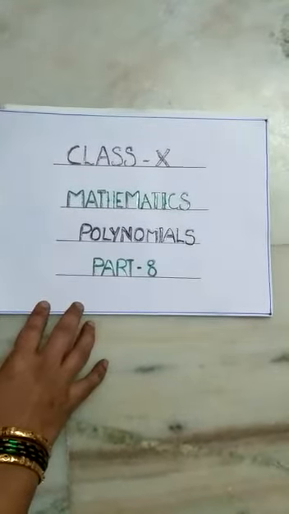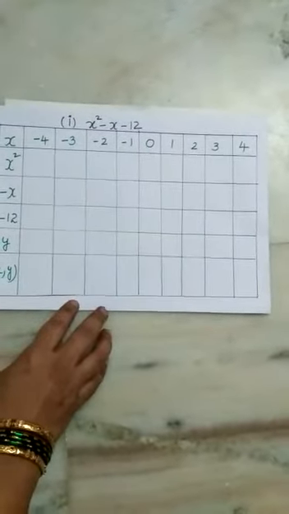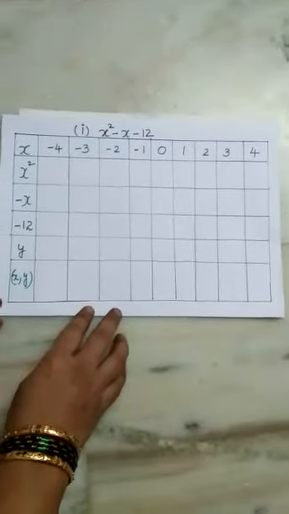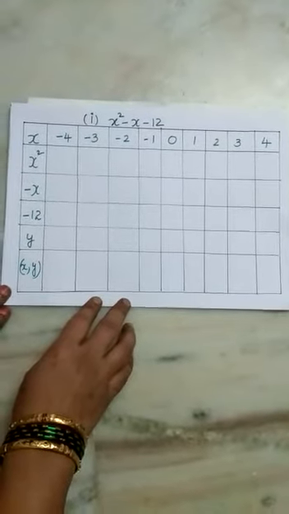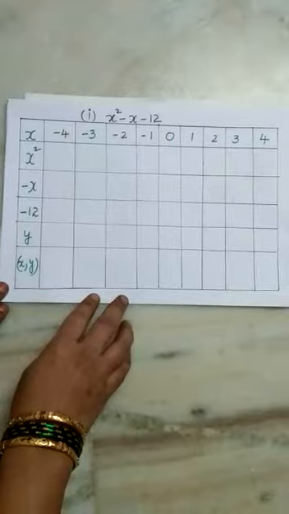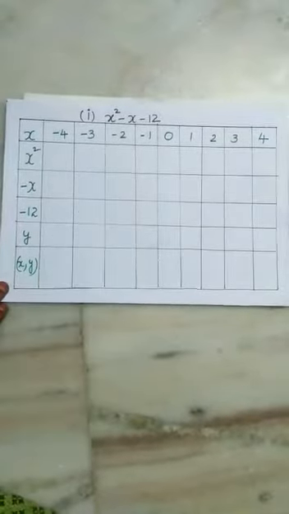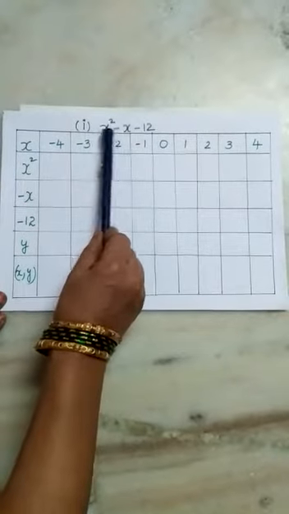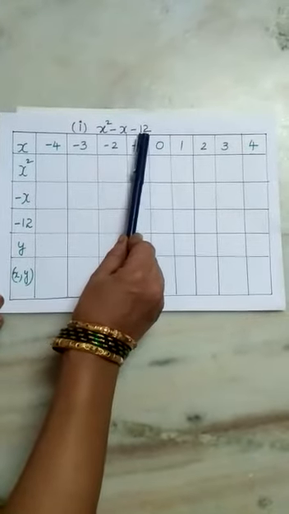Polynomials chapter part 8. In this session, you are going to learn how to construct a quadratic polynomial in graph. So before constructing the quadratic polynomial in a graph, you see here I have taken the quadratic polynomial as x square minus x minus 12.